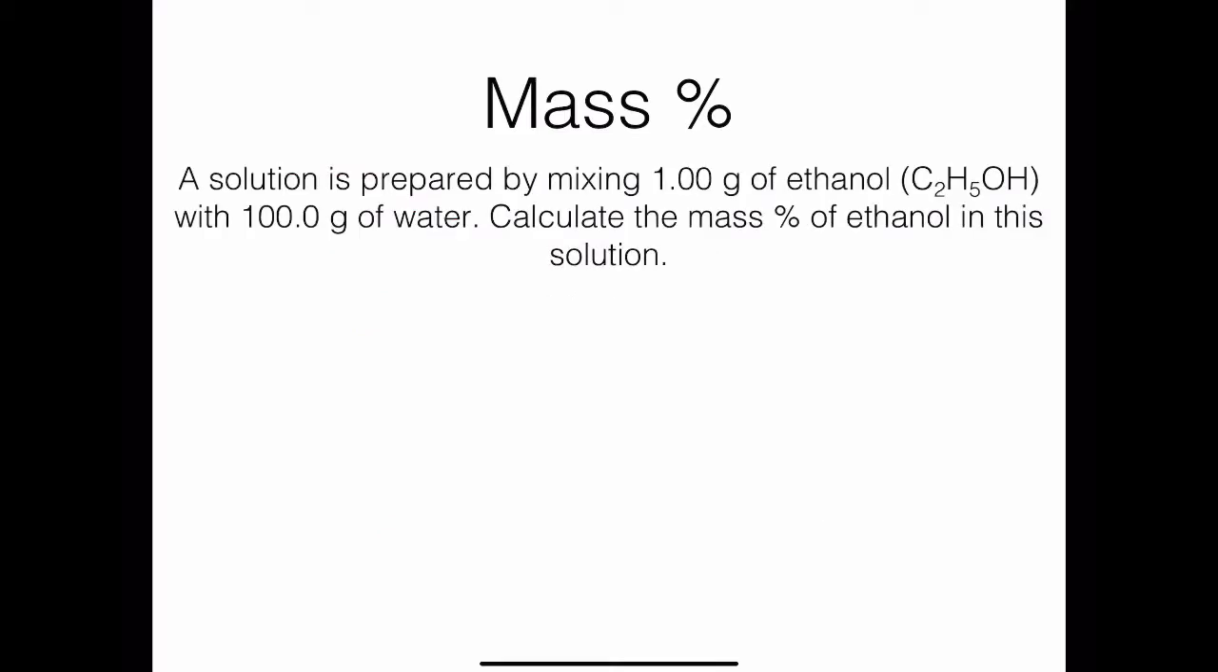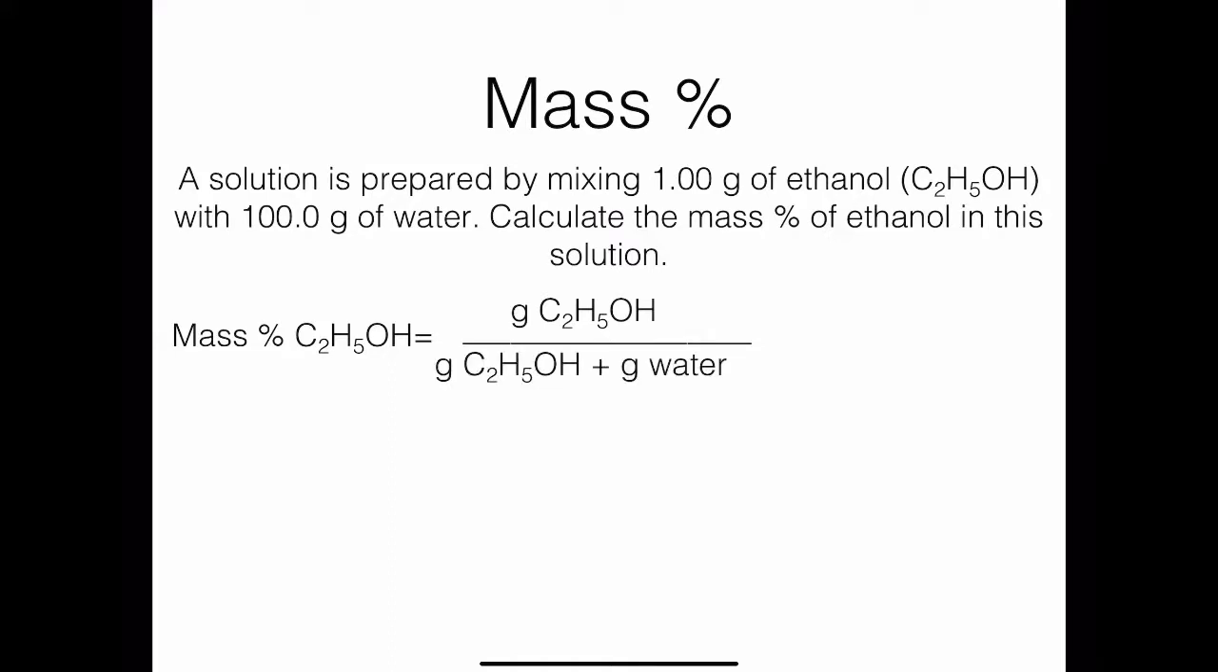So your sample problem. A solution is prepared by mixing 1.00 grams of ethanol, which is C2H5OH, with 100.0 grams of water. Calculate the mass percent of ethanol in this solution. So the first step is going to be to write down your equation before you plug anything in. The mass percent of ethanol is equal to the mass of ethanol divided by the mass of the solution. So grams of ethanol divided by grams of ethanol plus grams of water. So remember, we want the total mass of the solution down on the bottom. And then we have to multiply by 100.